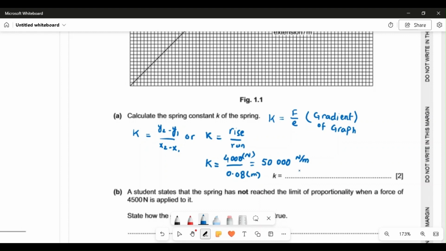So I can simply say 50,000 Newton per meter, or there is another way. If I write in standard form, that can be written as 5.0 times 10 to the power 4 Newton per meter. Both of these answers are considered correct because I wrote them in two significant figures.